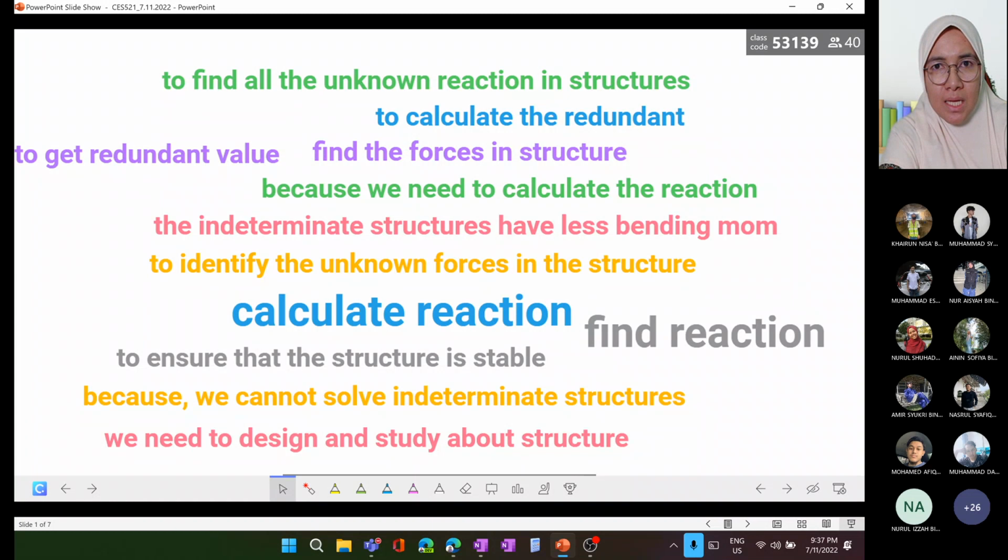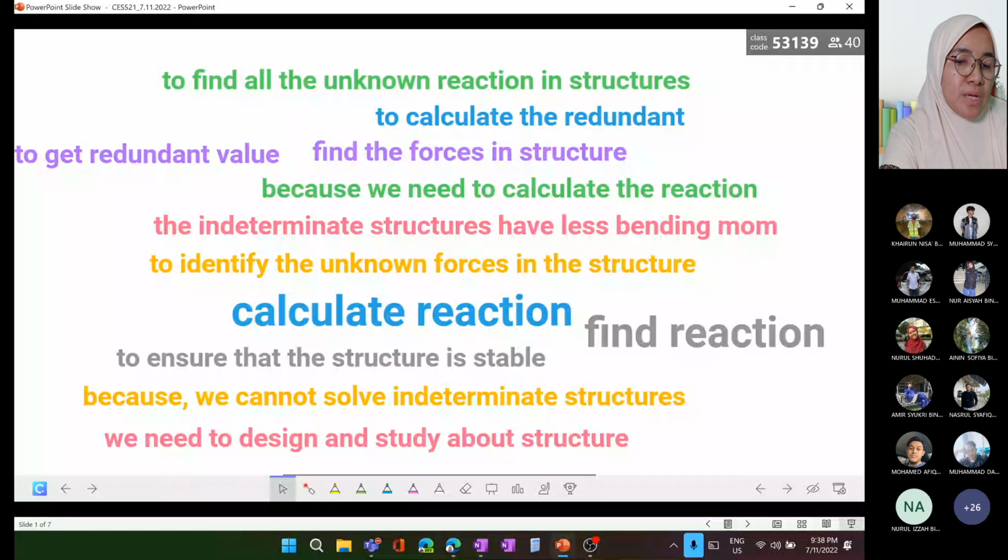And actually we need to study indeterminate structures because in real life all the structures that we have are indeterminate structures. Indeterminate structures are better in terms of stability, in terms of strength, and in terms of displacement. The displacement in indeterminate structure is smaller than determinate structure, because when we have more supports, we actually increase the strength. So I accept all the answers.